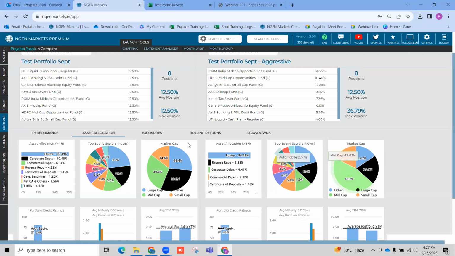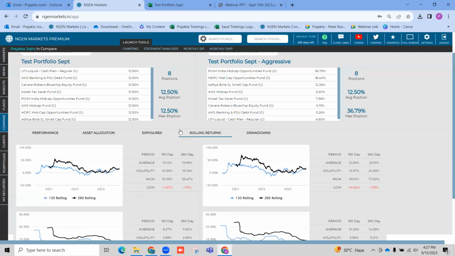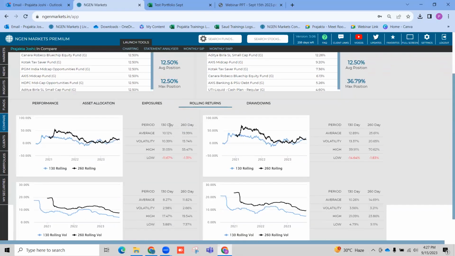Right. Once this is through, you can definitely have a look at its rolling returns. In rolling returns, what we're really trying to say is a 6-month rolling versus a 1-year rolling. So 130 days, meaning a 6-month rolling. The average 6-month rolling return of one portfolio, compare that with the 6-month rolling return of the new portfolio, and there's a 2% return differential. So 10% plays a 12%, right?